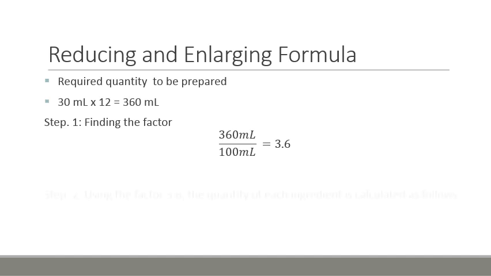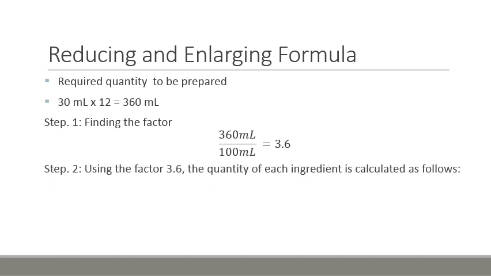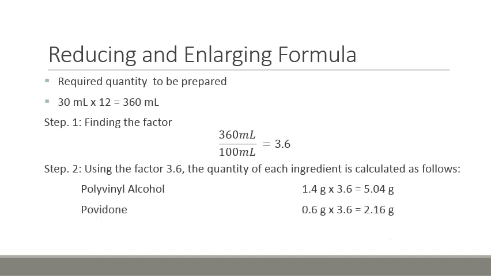So if we go by step 2 and multiply this factor with each standard quantity of each of the ingredients. So for polyvinyl alcohol, the standard quantity was 1.4 gram. If you multiply it by 3.6, now the required quantity is 5.04 gram. Povidone, that as a standard required is 0.6 gram, but the current required quantity will be equal to 2.16 gram.